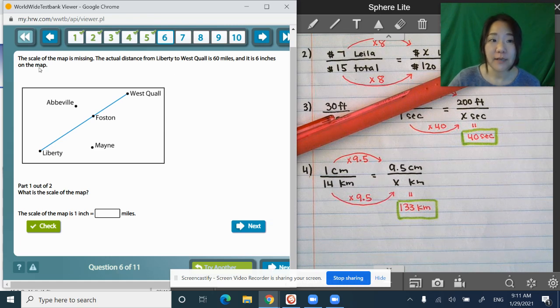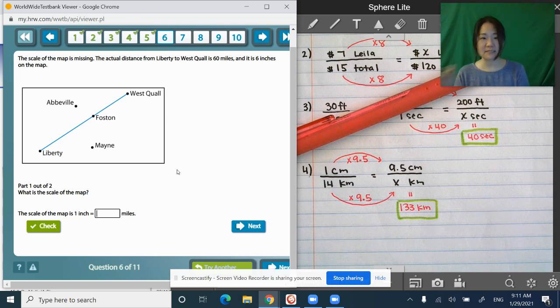Okay. Oh, the scale of the map is missing. The actual distance from West Quail to Liberty is 60 miles. So that's the actual distance, and it is 6 inches on the map. What is the scale of the map?